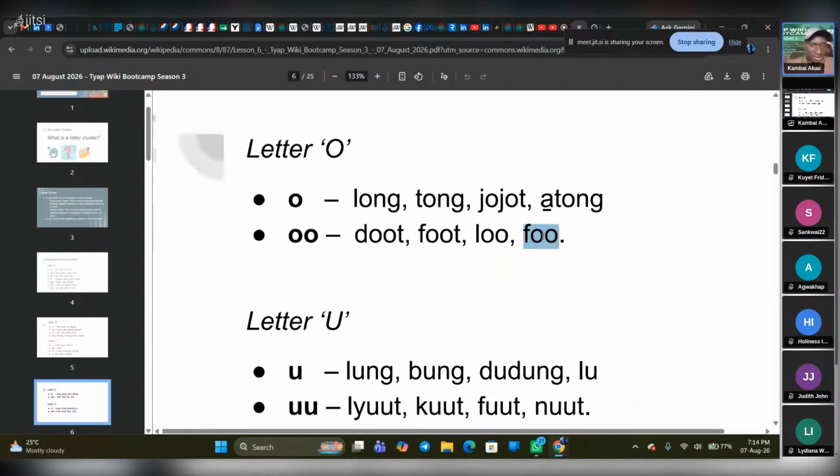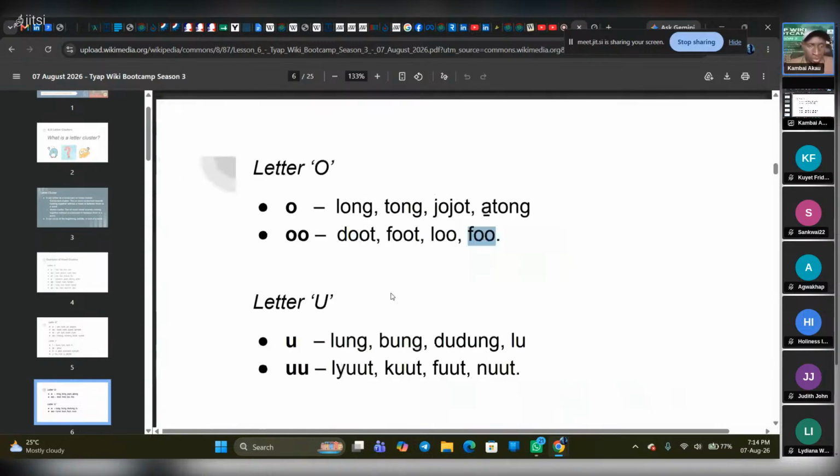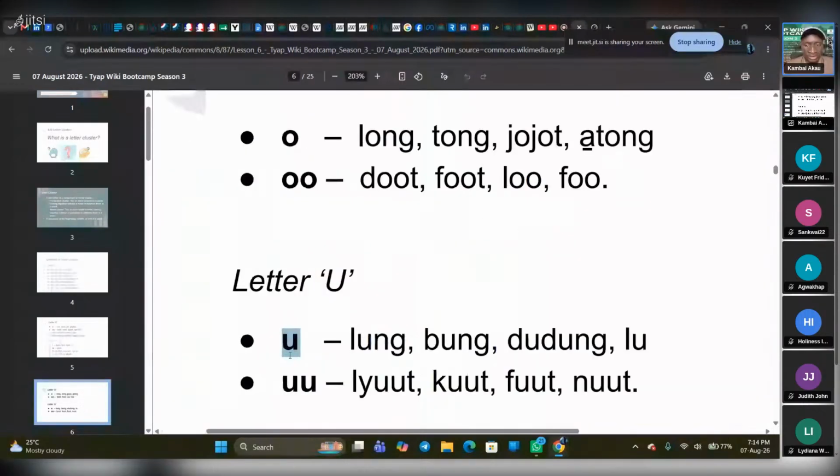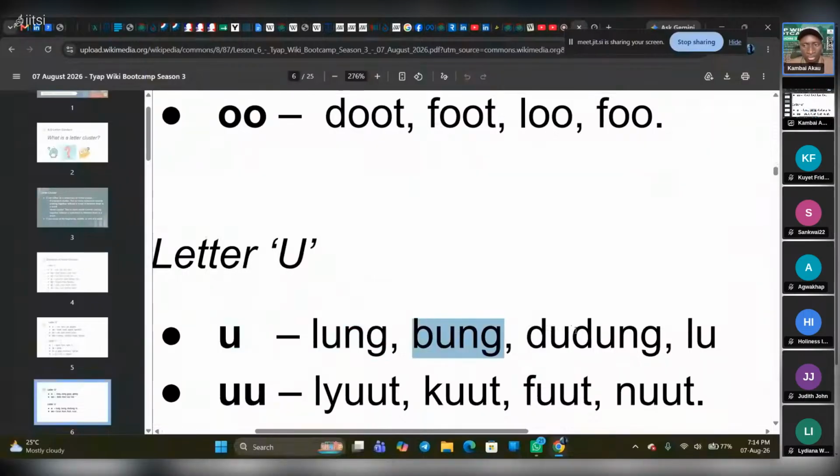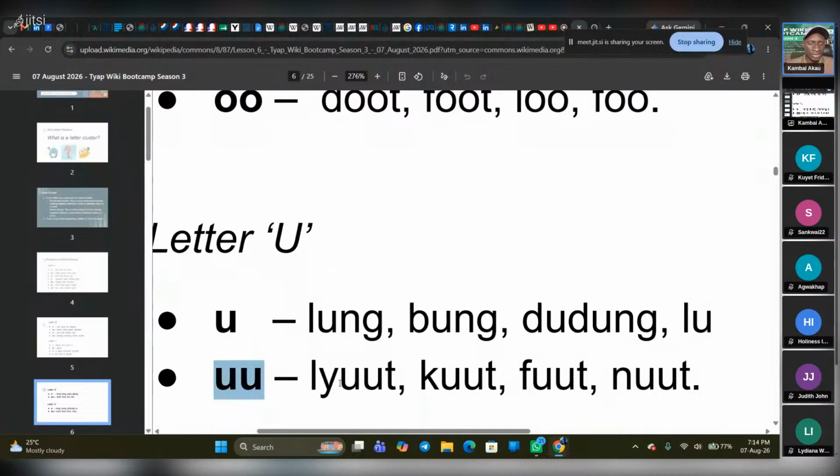And then we have the last one, which is the U sound, letter U, and under it we also have the short monophthong U sound. Under it examples, we have lung, we have bung, we have dudung, and then we have lu, and we have the long monophthong U sound. Under it, we have examples such as lewd, we have code, we have food, and then we have node.